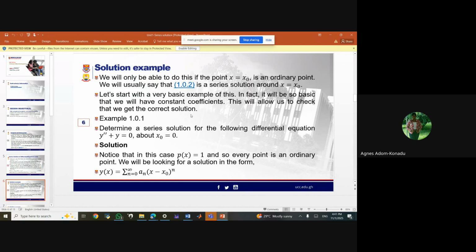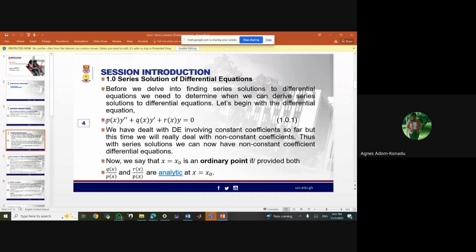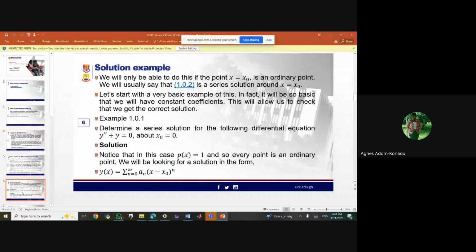Okay, so we are told that to get the series solution, we have to prove that the point x equal to x naught is analytic. Notice that in this case, my P of x is equal to 1. Please, we are comparing it with this equation: P of x, Q of x, R of x. So my P of x is 1, my Q of x is 0, and then my R of x is 1.